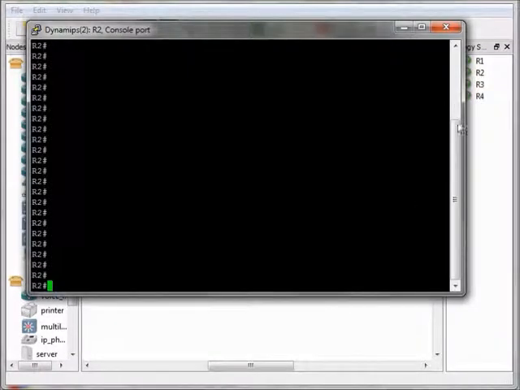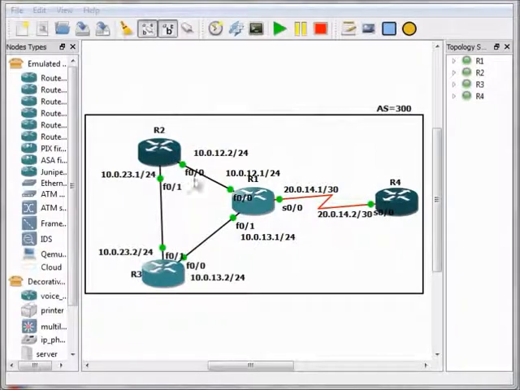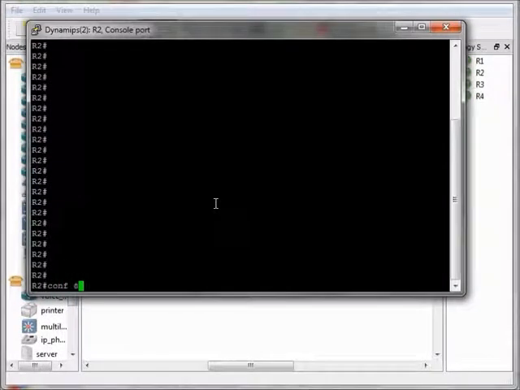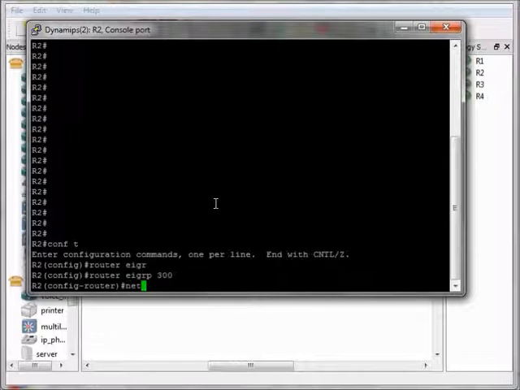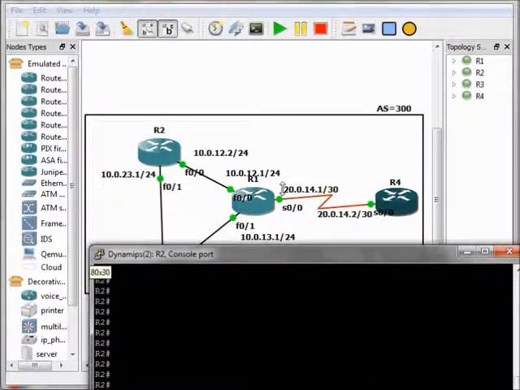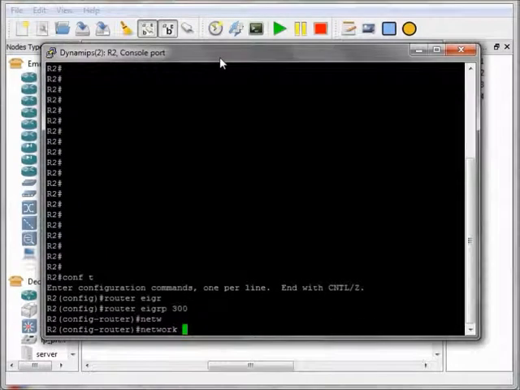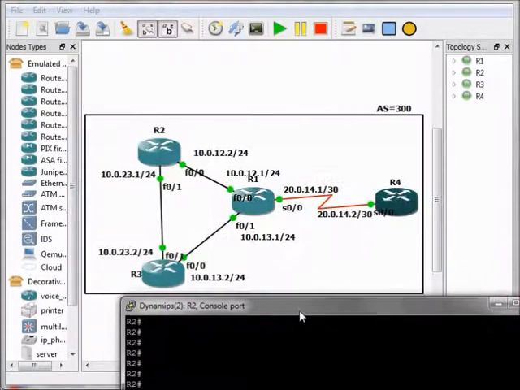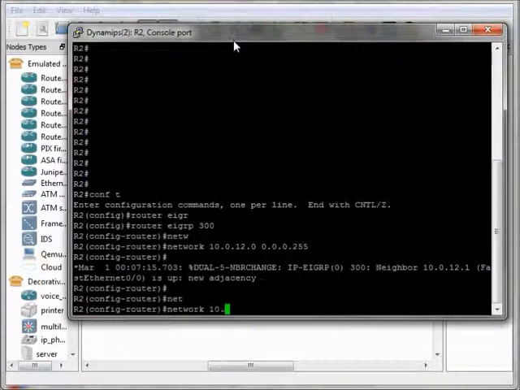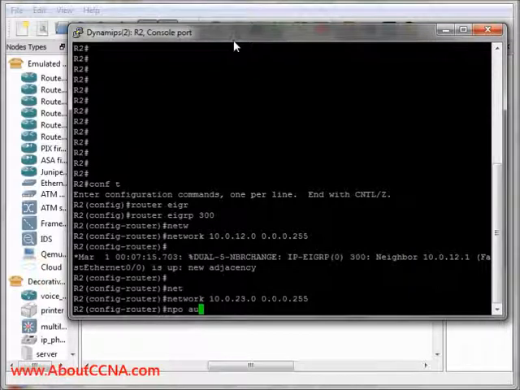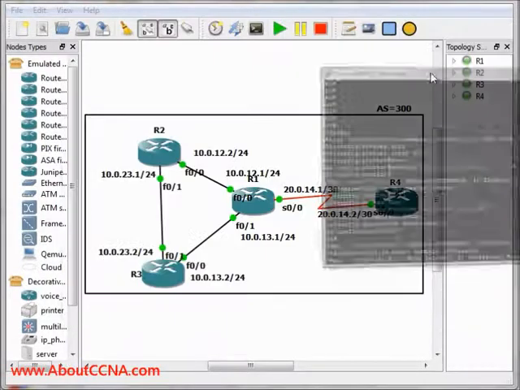Now we enter router 2. As you can see, router 2 is connected to 2 networks. So on router 2, conf t, configure terminal, router EIGRP 300. Then network, first network is 10.0.12.0, 0.0.0.255. Second network is 10.0.23.0, 0.0.0.255. Then no auto-summary. Okay, router 2 is finished.